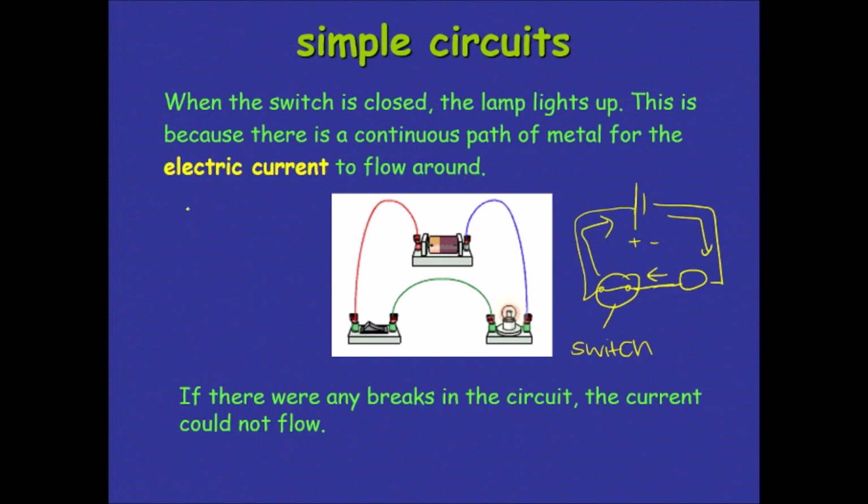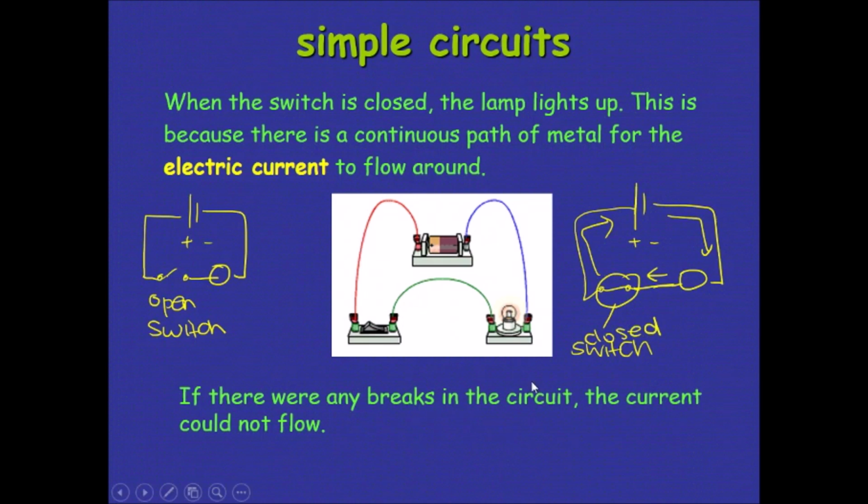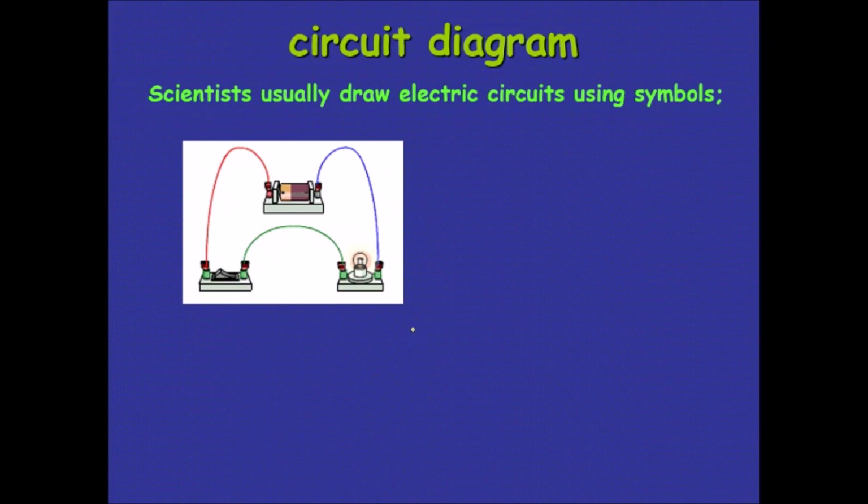However, if the switch was open, so I'll just quickly do that for you. Okay, if it was open, there's a bit of a gap here, so it's actually not connected. So this is an open switch, and this one here is a closed one. Okay, so like I said before, if there are any breaks, the current can't flow, so the electrons can't travel through the current.